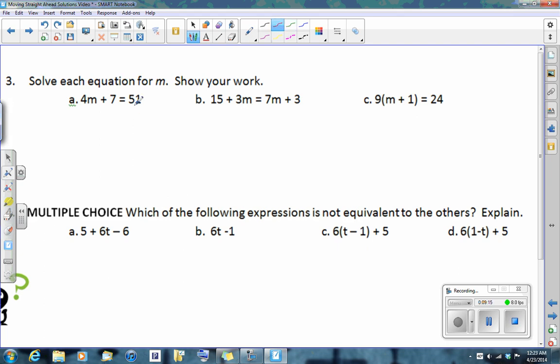Let's do this. What we want to do is get m by itself. So again, if you want to think of this like 4 pouches plus 7 coins equals 51 coins, what we did before is we subtracted 7 from both sides. That leaves us the 4 pouches and the 44 coins on the right side of the equation. Then we can divide by the 4 pouches so we can find out what 1 pouch contains, 11 coins.